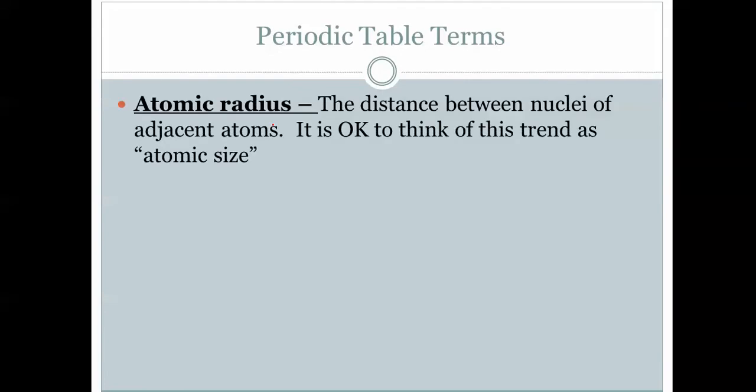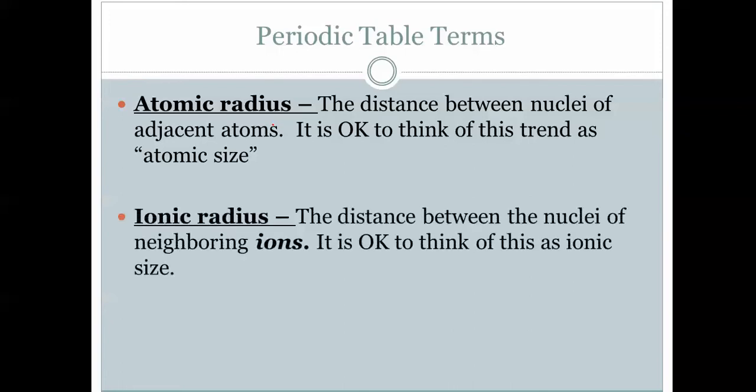Moving on then, some terms on the periodic table that we're going to be talking about a fair bit. Atomic radius. If I had a sample of an element, this is how far apart the nuclei of those atoms would be. That's a more technical definition. It's really okay in your mind to think about this as atomic size, how large an atom is. If you think of the atom as a sphere, the larger the radius, of course, the bigger the atom would be. So that's a good way to think about it.